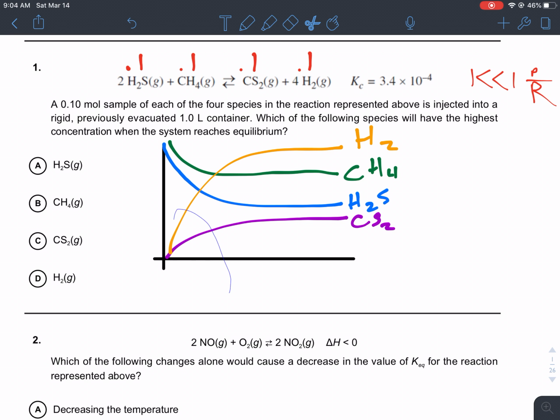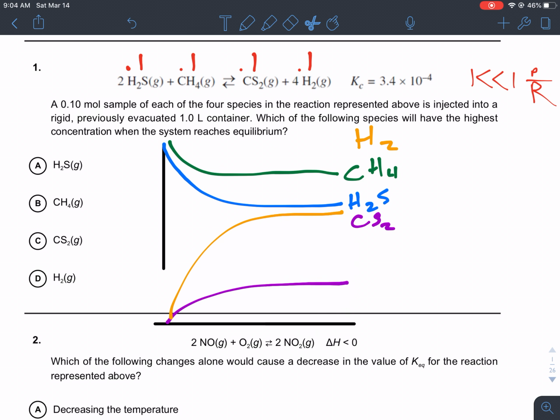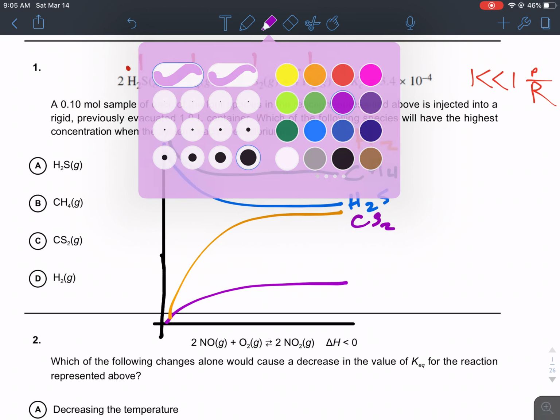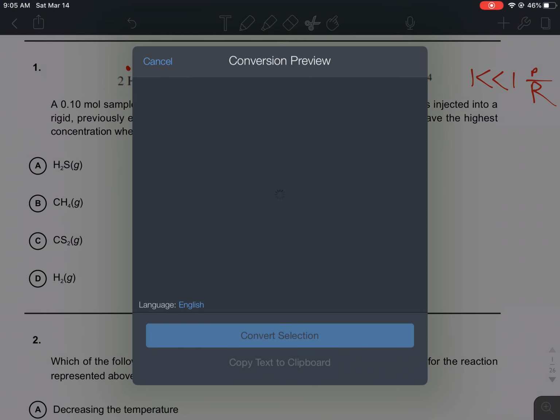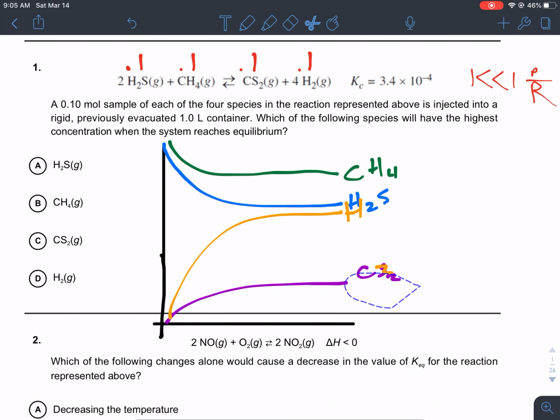So it's actually this graph. Let me change it a little bit. It's going to actually look something like this. Ultimately, in the end, these reactants are going to be higher than these products down here. So how do we do that?